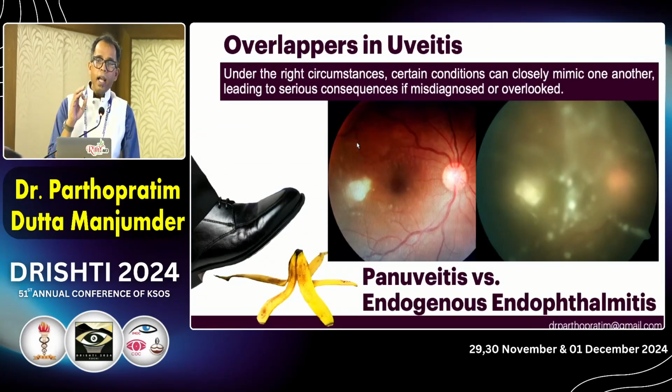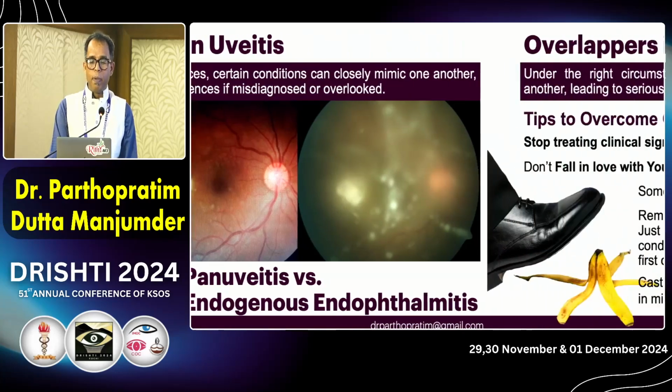Now the third and the most important overlapper is panuveitis and endogenous endophthalmitis, because you have to be very careful ruling that out. History taking is very important in ruling out such cases of panuveitis versus endogenous endophthalmitis. So in any case of panuveitis, you have to be very careful before starting aggressive medical treatment.